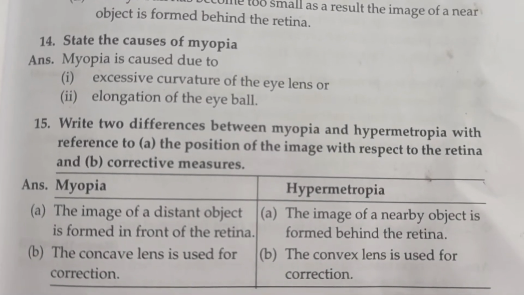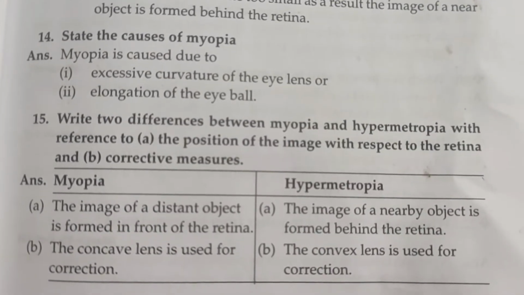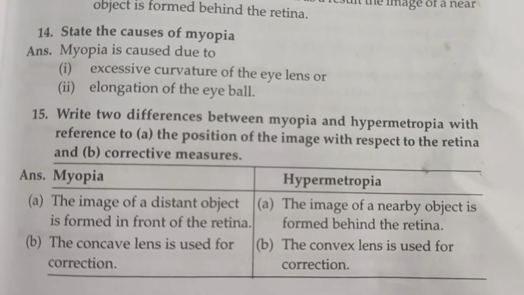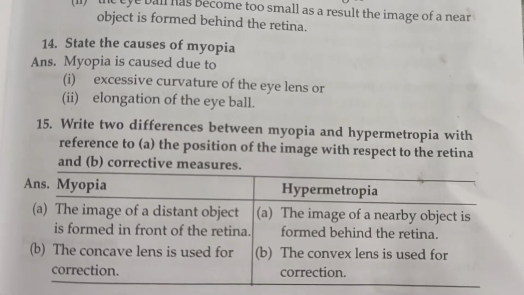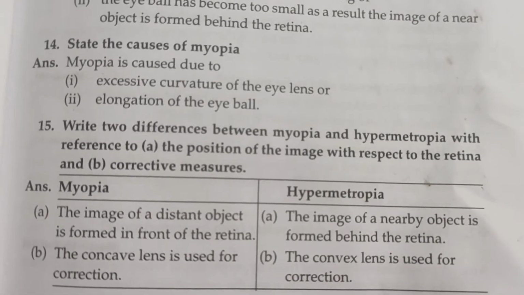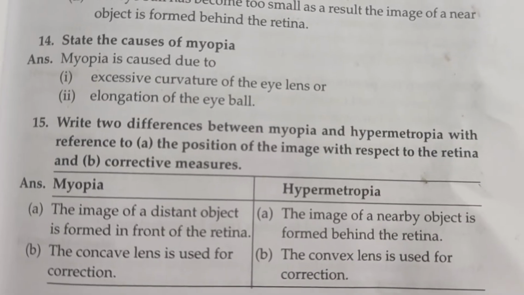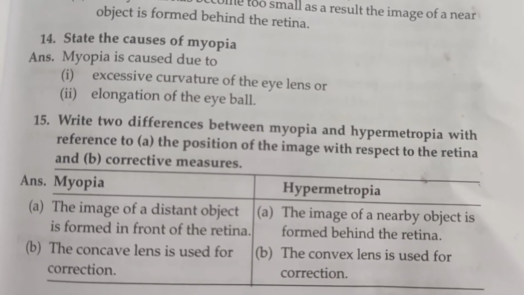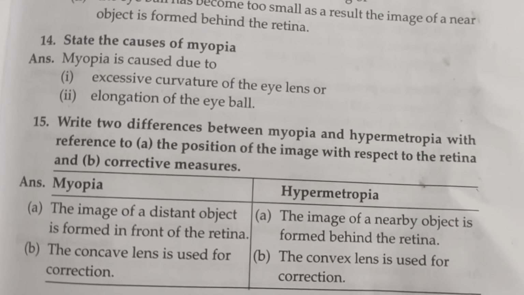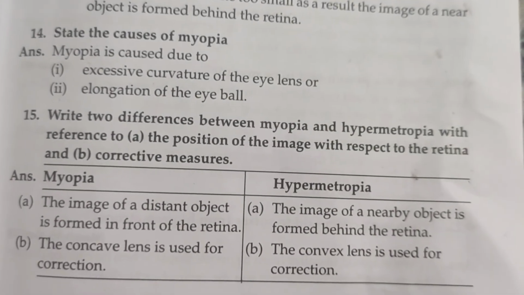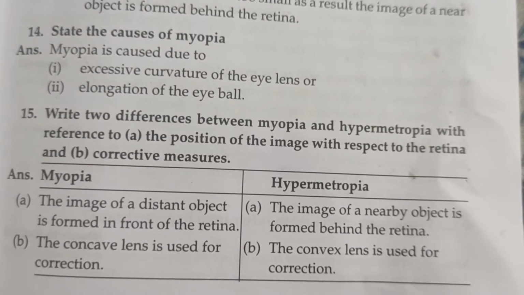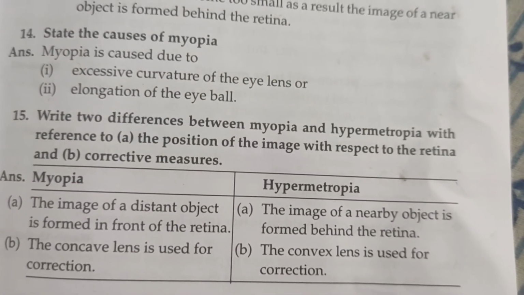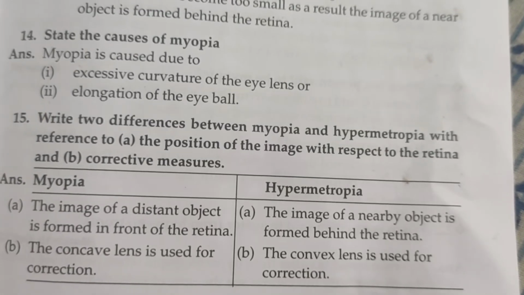Next question: write two differences between myopia and hypermetropia with reference to the position of the image with respect to the retina and corrective measures. Myopia: the image of a distant object is formed in front of the retina. Hypermetropia: the image of a nearby object is formed behind the retina. In myopia, the concave lens is used for correction. In hypermetropia, the convex lens is used for correction.